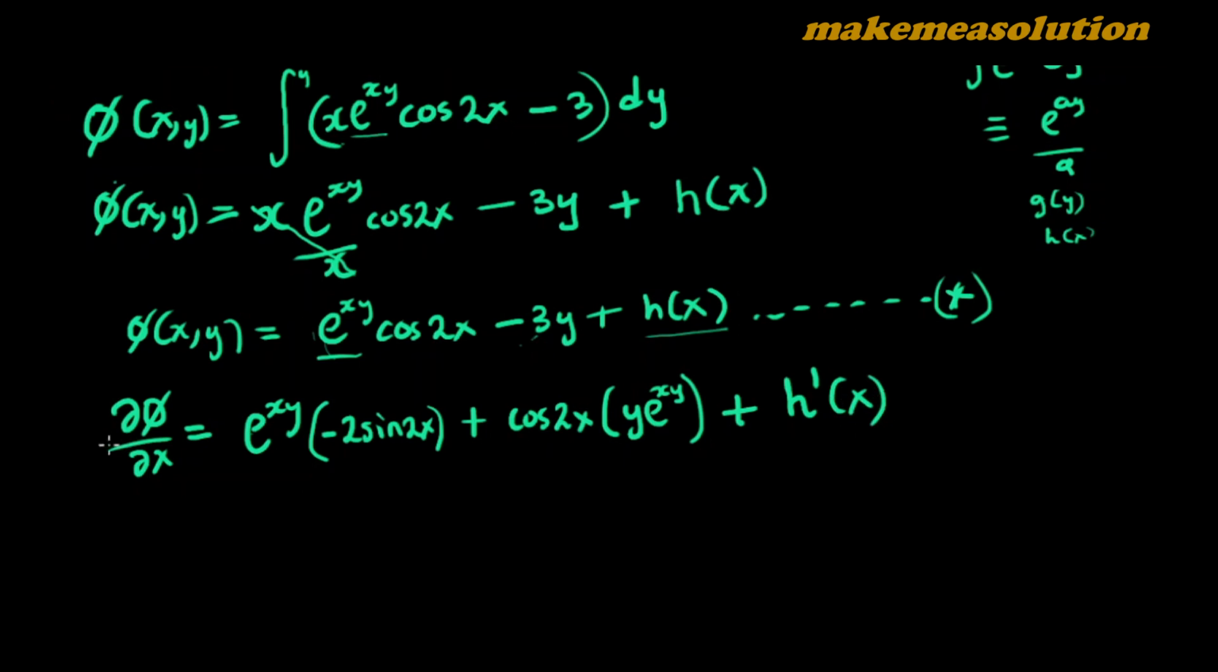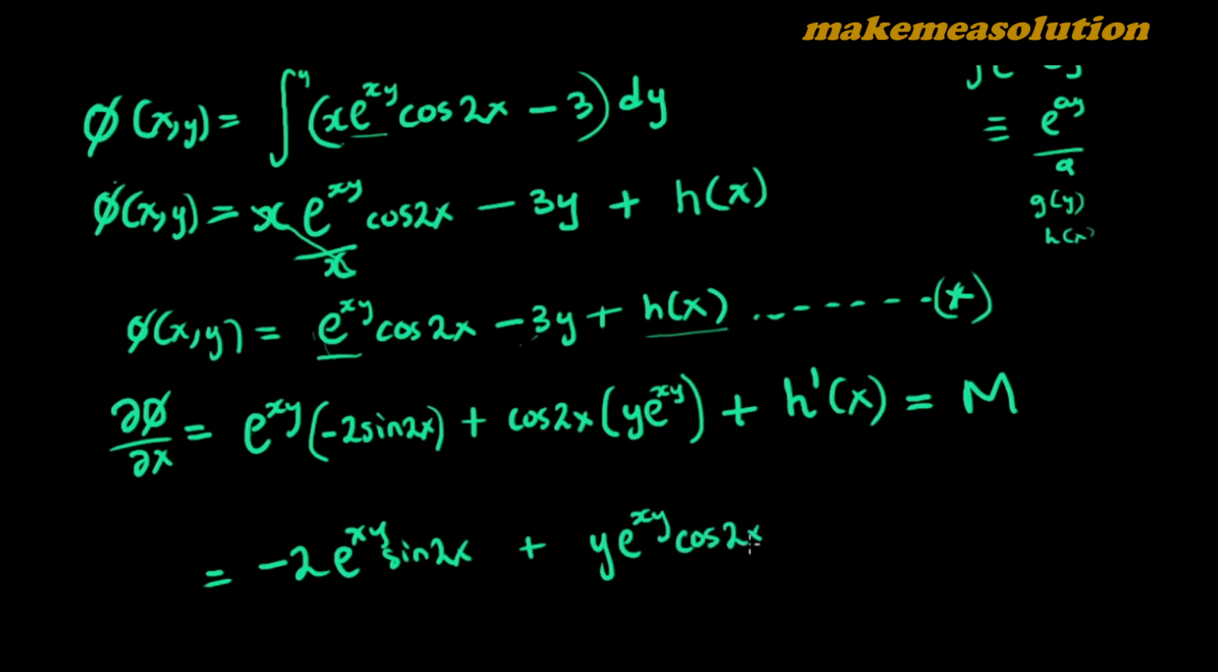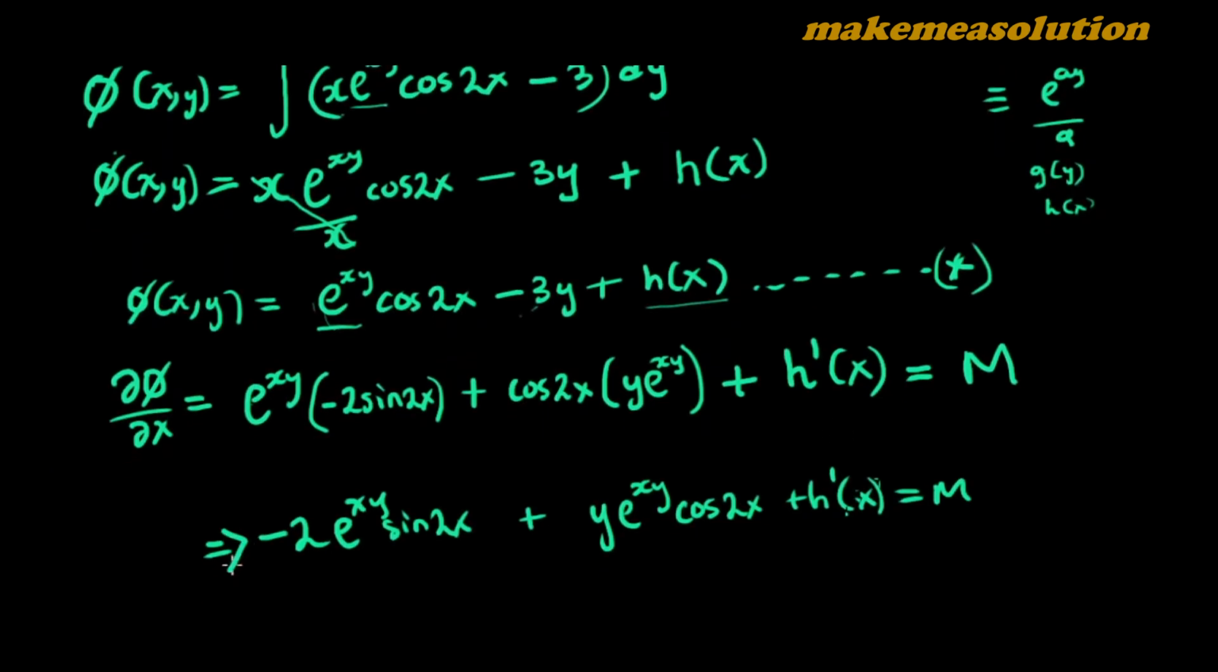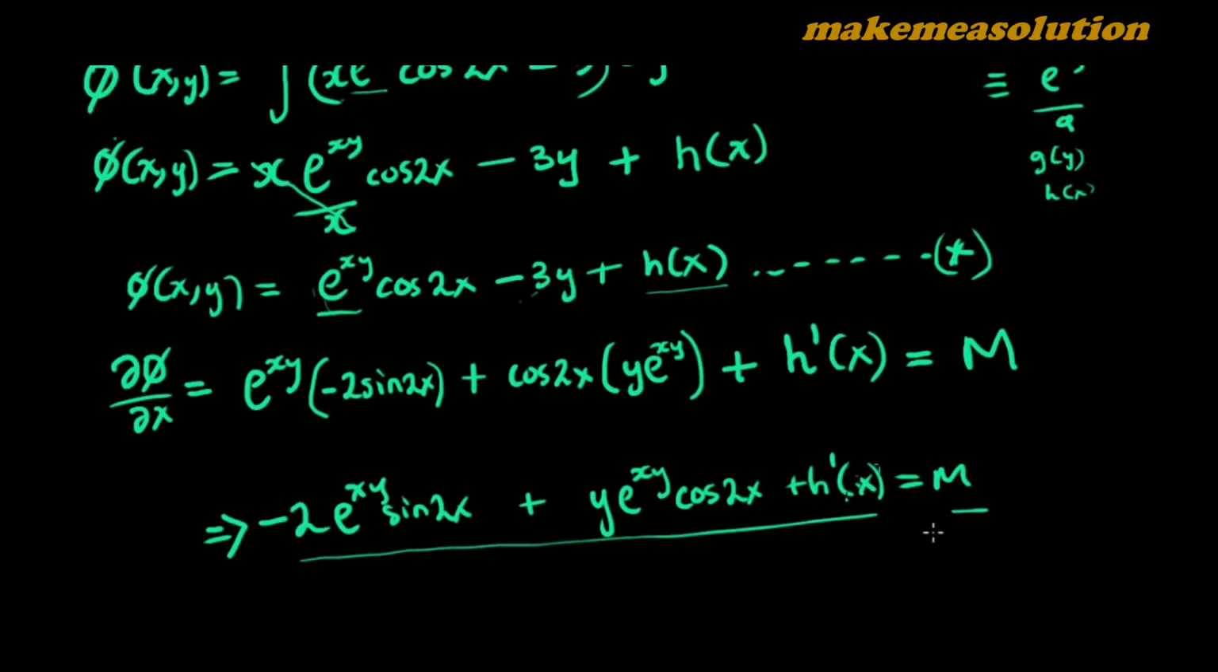Remember that the assumption for phi of x comma y is such that when you take the partial derivative of phi with respect to x, you're going to get m. Is that okay? So we have minus 2 exponential xy sine 2x, then plus y exponential xy cos 2x plus h prime of x is equal to m. So we are now going to compare this left hand side with what m means on the right hand side.